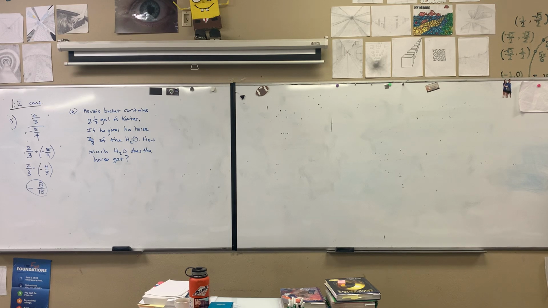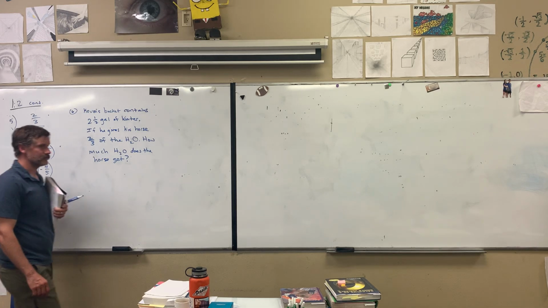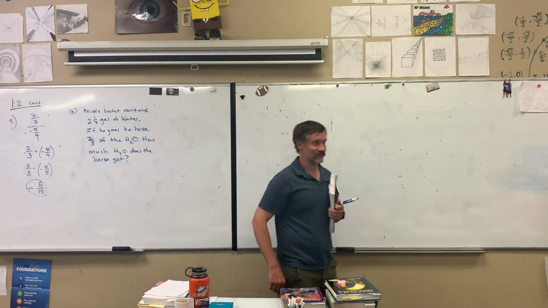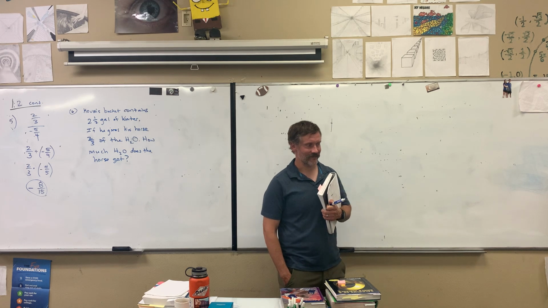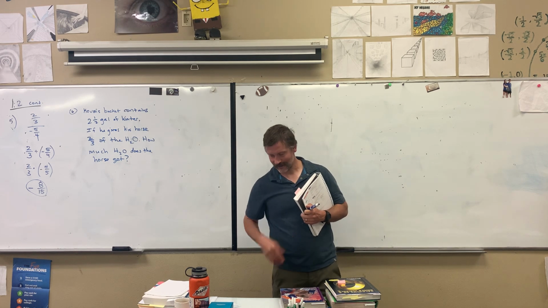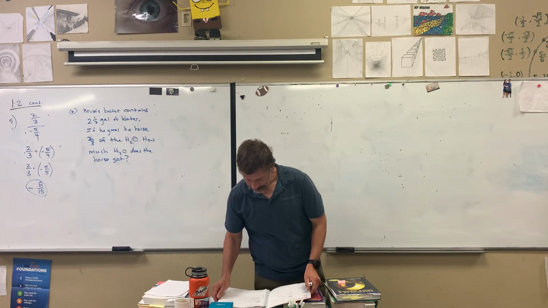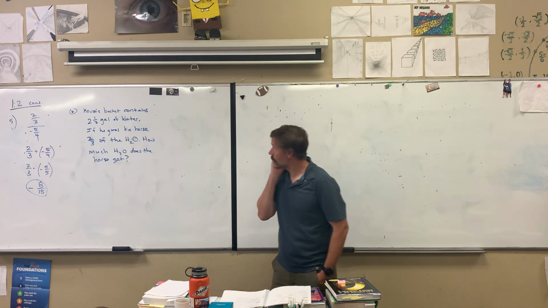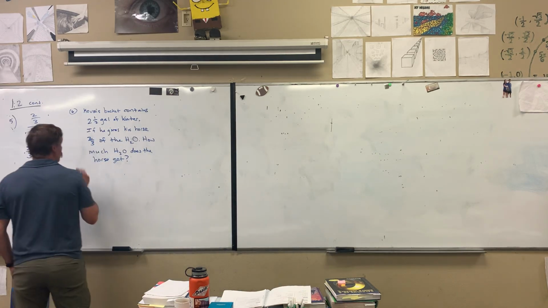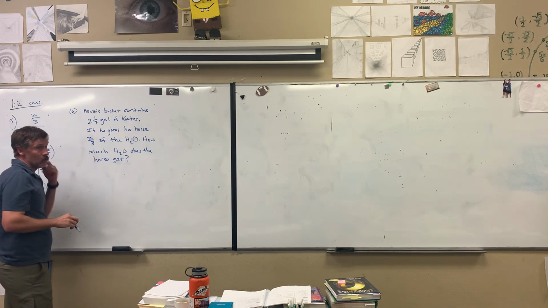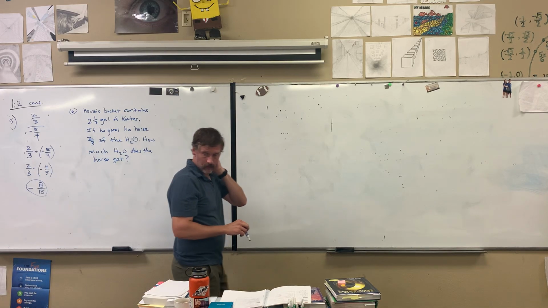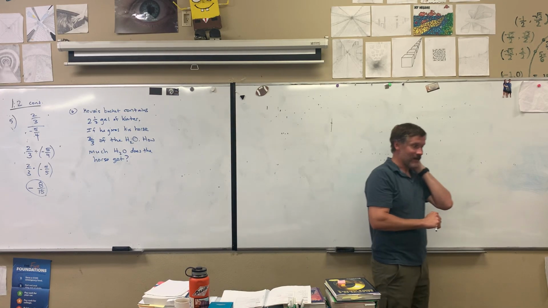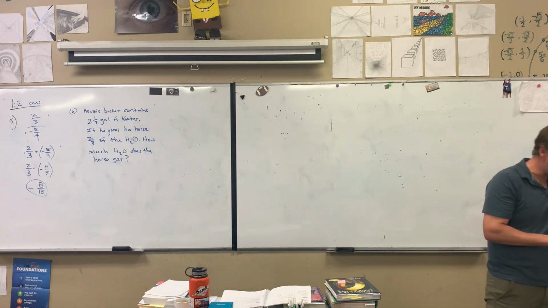Okay, check with your neighbor while you work. And then that would get you the answer. So Kevin's bucket contains 2.5 gallons of water. How much did his horse get? For starters, we have the problem written, and then for a second, we take a stab at simplifying it or solving it.